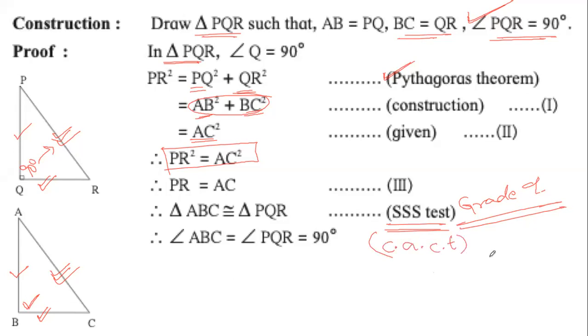This is missing. This should be included. And as soon as we found this, we got that angle ABC is 90 degrees. This is exactly what we did not know. This is what we had to prove.